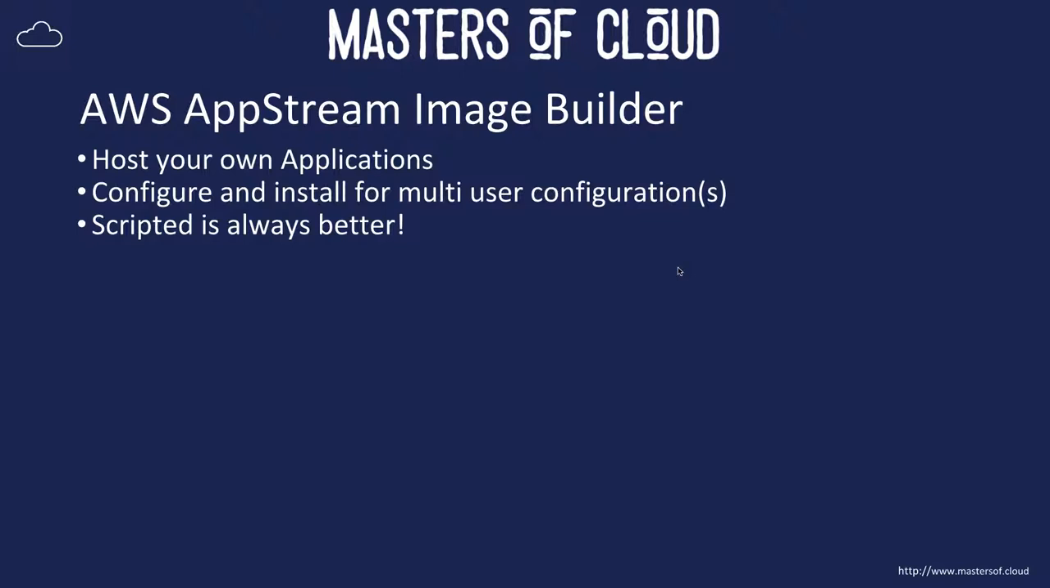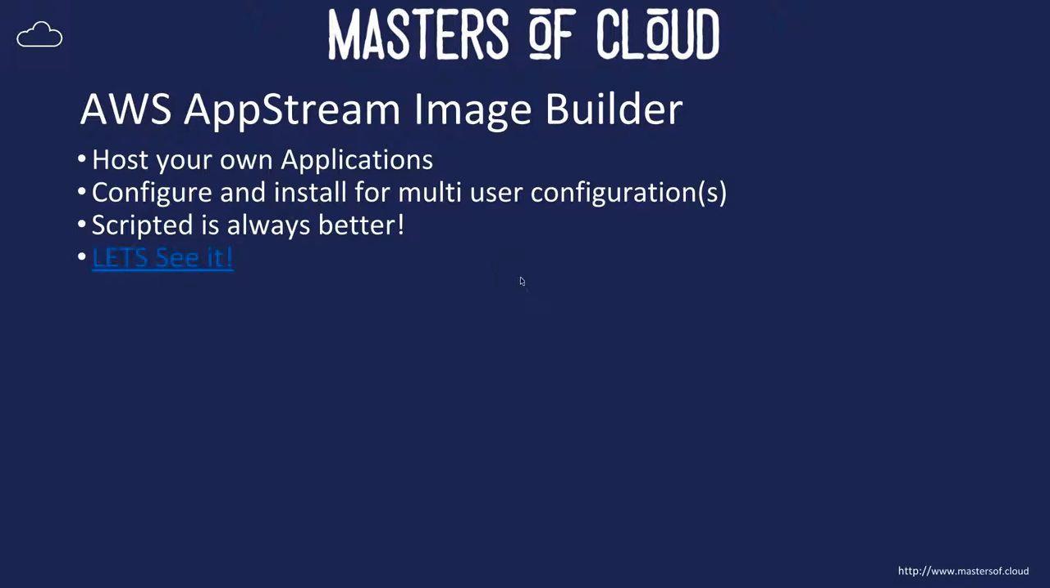Scripted is always better, so when you are building your AppStream image builder, it's worth having a repeatable process, a repeatable image, so that you've got that version controlled. So if you have problems with your image or you need to update it or change it in any way, you can simply open a new image builder, run the script, and have that completely automated for you. At a later point in this series, there will be a video around how we do the scripting for this product so that you can get on with building your images in a repeated fashion.